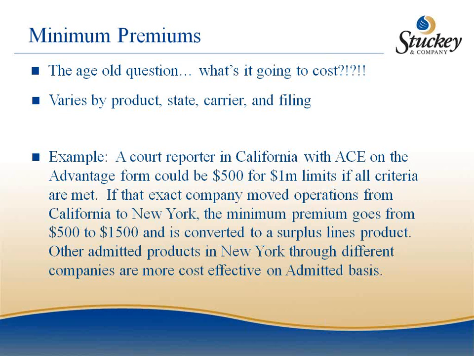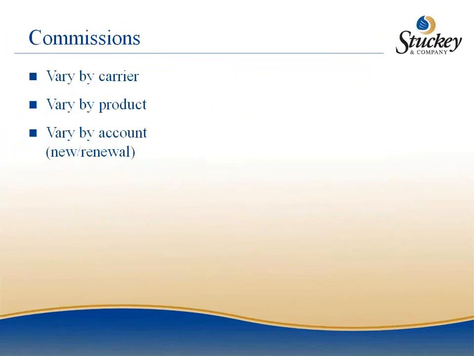In that example up there, I use ACE, and I'll let you read that on your own, but the point I'm making is that it is not the same everywhere. The same risk in Alabama is not the same in New York, is not the same in Washington. So just be aware of that, because it does vary. There's a lot of factors that come into play with rating. Commissions, another one I get asked all the time.